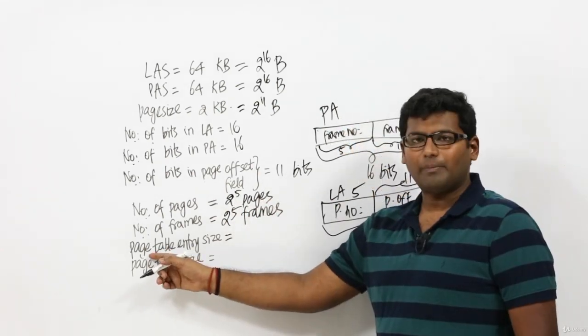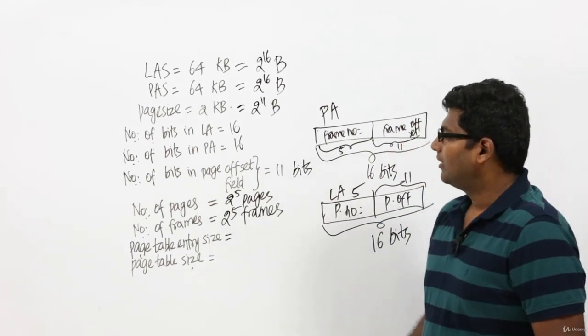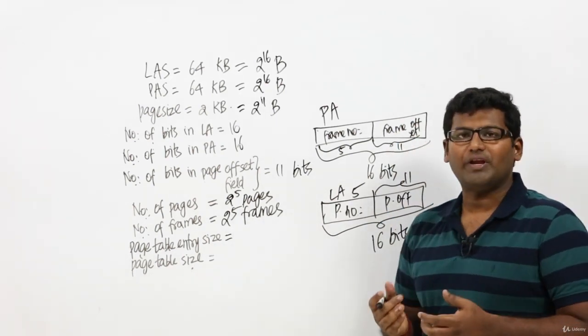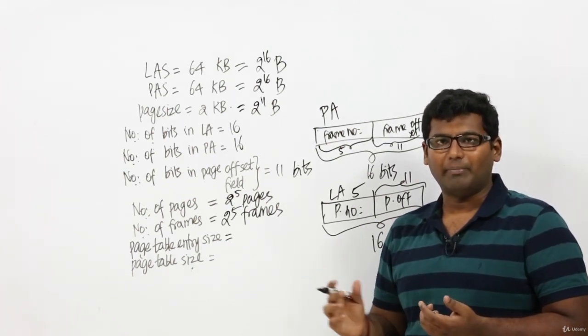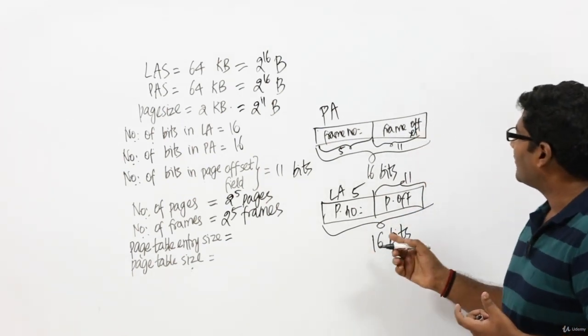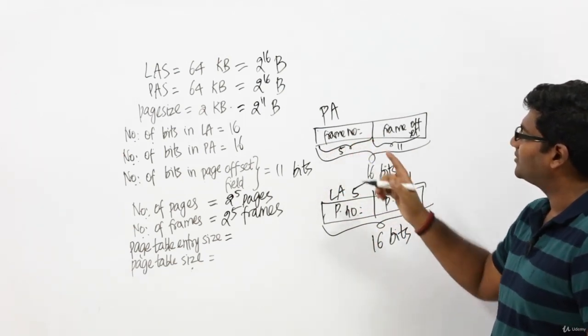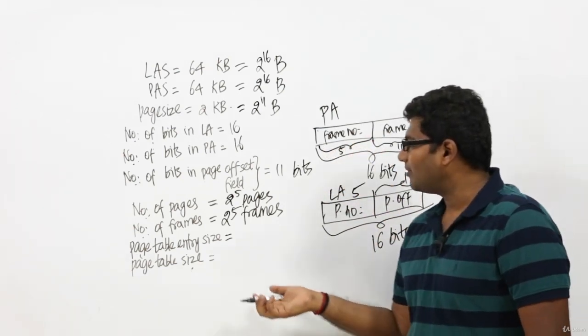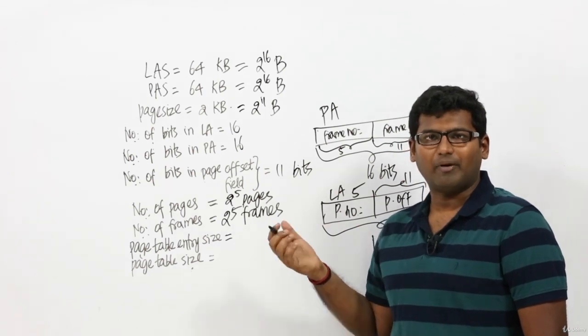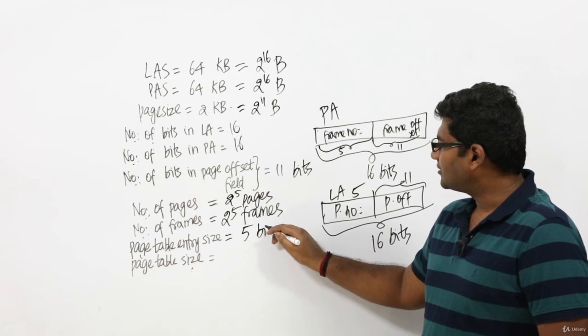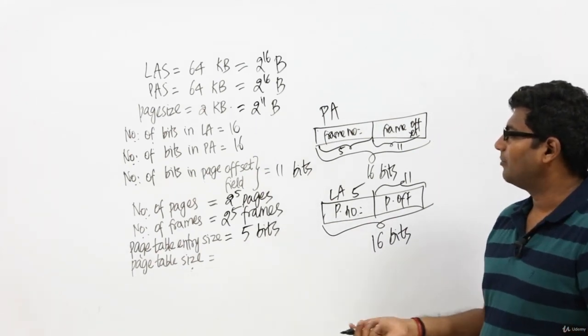Now how do we find out the page table entry size? The page table entry size really depends on how many bits we need in order to represent a frame number. Here, since the frame number field has 5 bits, and in every page table entry we will be representing the frame number, we need 5 bits in every page table entry.